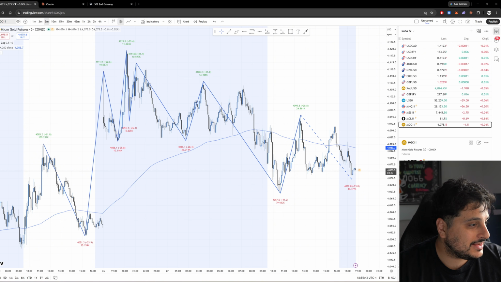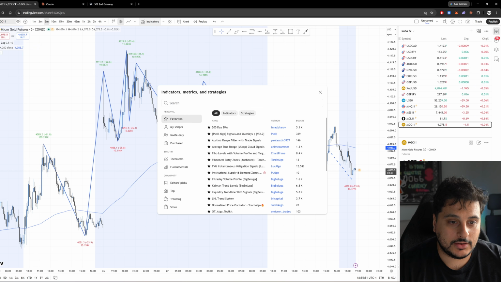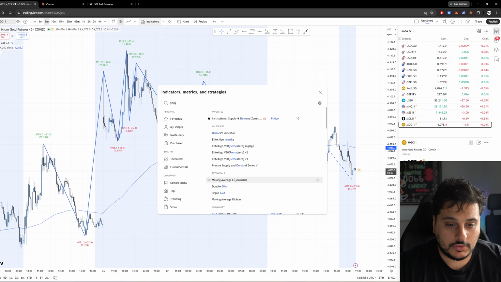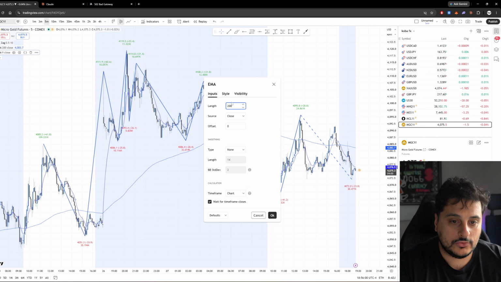We're going to go ahead and add these two indicators on our charts that we see right over here. We're going to add zigzag and an EMA on a 200 length. To do this, simply go to indicators, type in EMA. You're going to pick moving average exponential. Once you add that, you're going to go back into the settings and make this 200, and you're going to press OK.